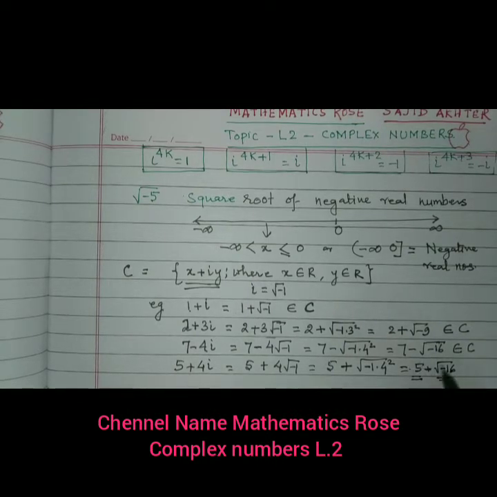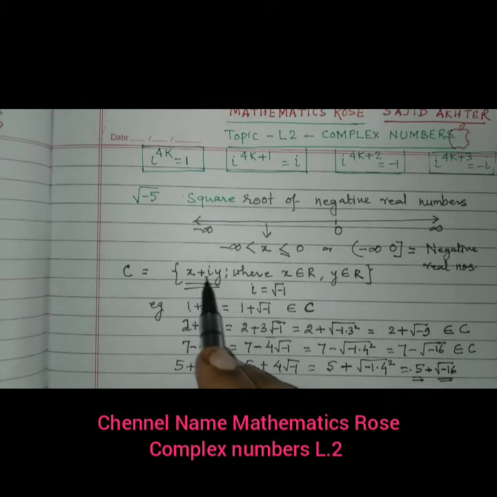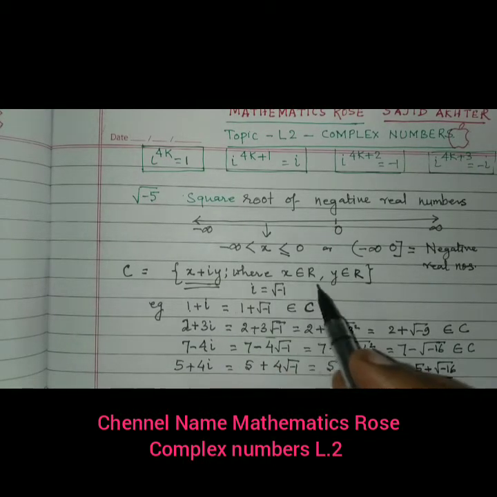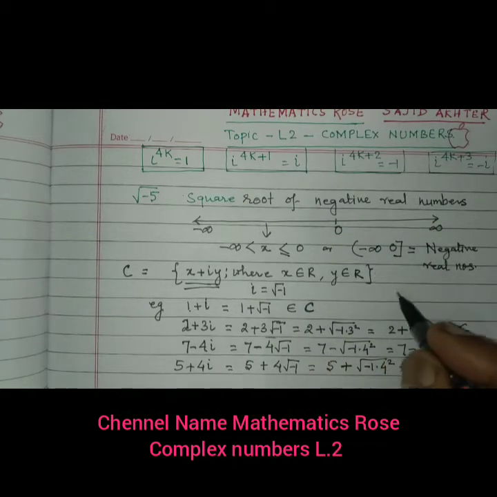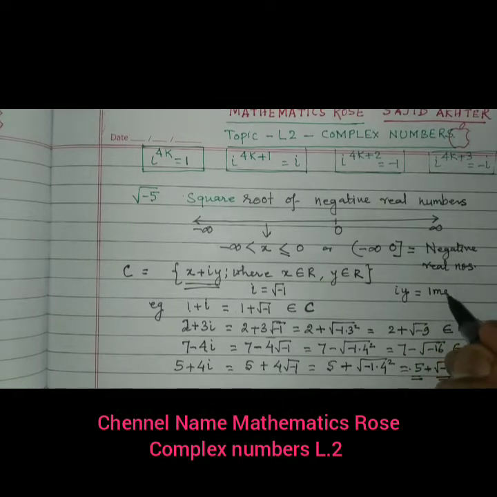So it is the real part and it is the imaginary part. Where i is written, a real number multiplied with i always gives an imaginary number. So complex numbers are those numbers which are in the form of x plus iy, or a plus ib, where x belongs to real numbers and y belongs to real numbers. But if anybody asks what is the value of iy, iy is always an imaginary number.